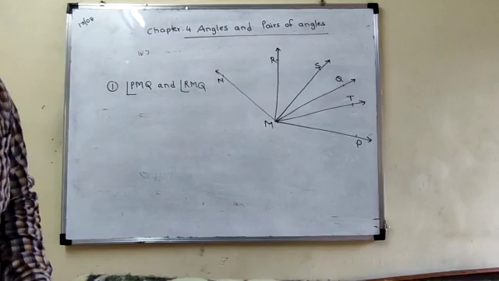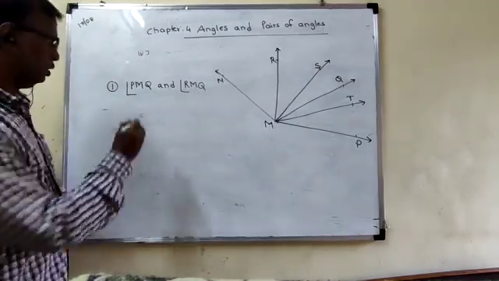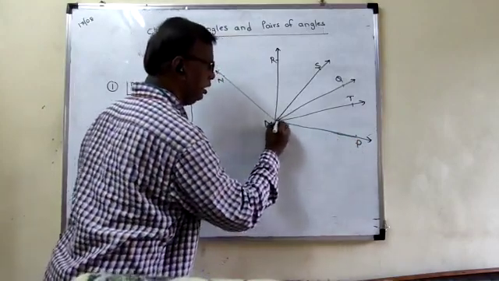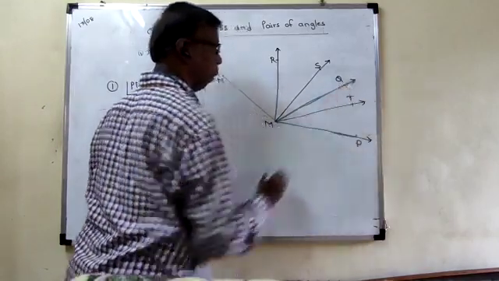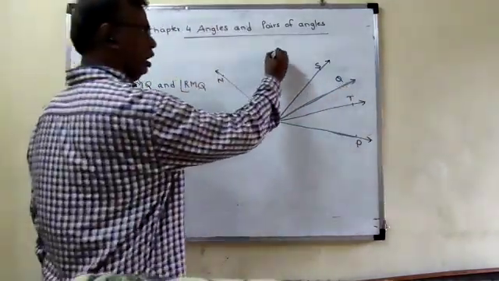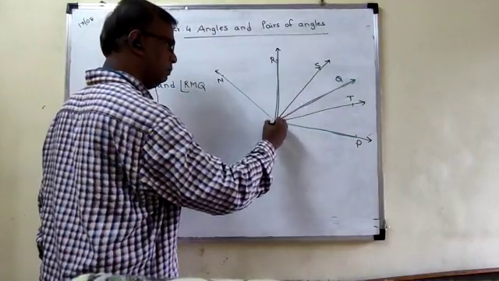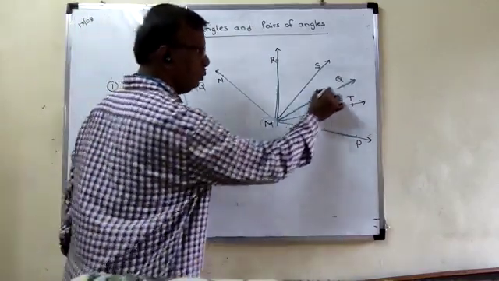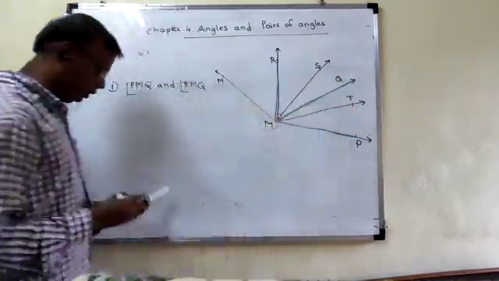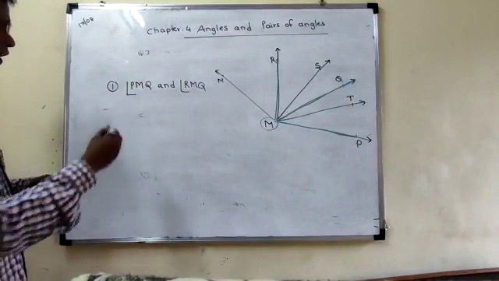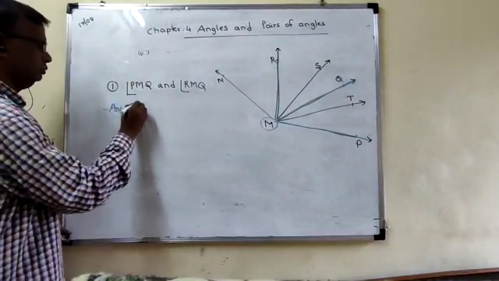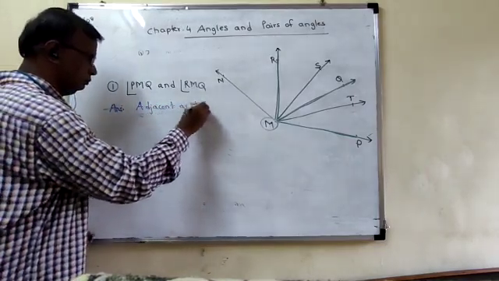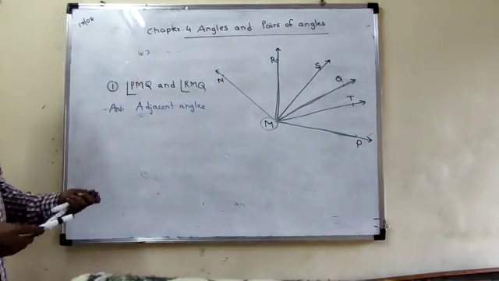See, I'll draw with the green one. I'll see whether or not. PMQ: P, M, and Q. This is one angle, right? And the next angle is R, M, and Q. We can see they have a common vertex, a common arm, and their interiors are separate. So they are adjacent angles. Okay.